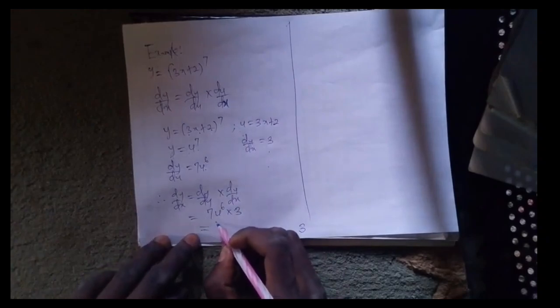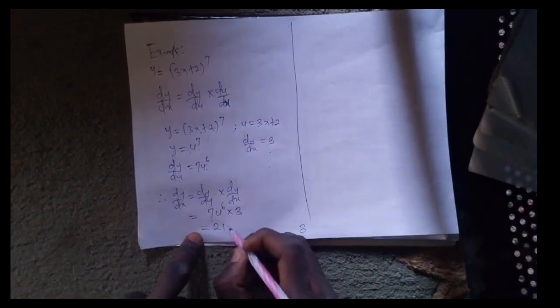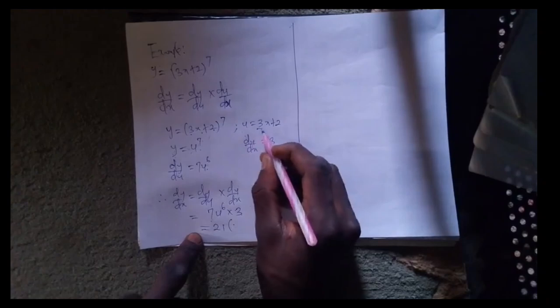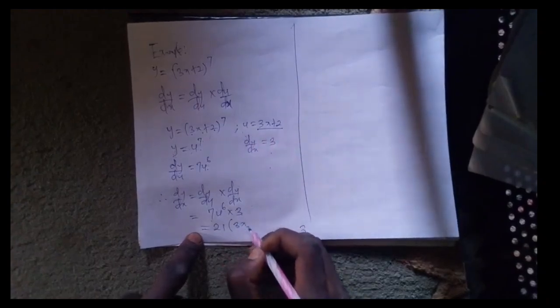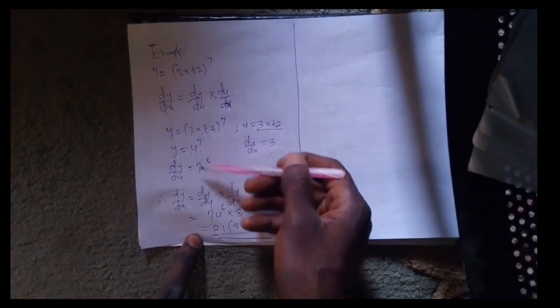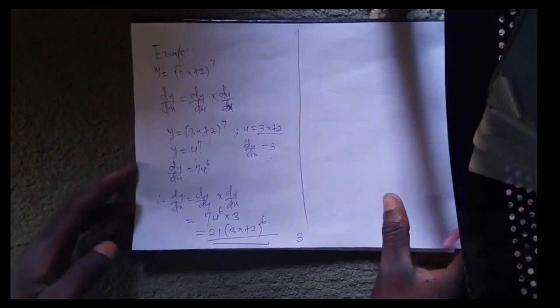Therefore, 7 times 3, 21 u power 6. And u is 3x plus 2, so 3x plus 2 power 6. So this is the final method. Now look at this. How many steps? 1, 2, 3, 4, 5. Almost 6 steps in just one derivative.